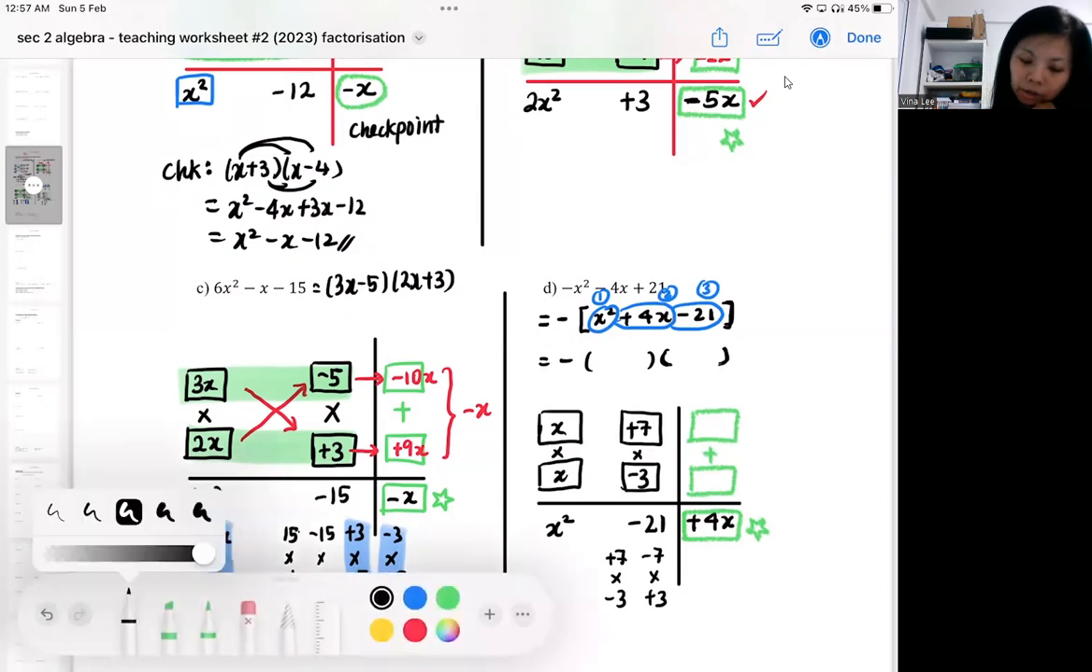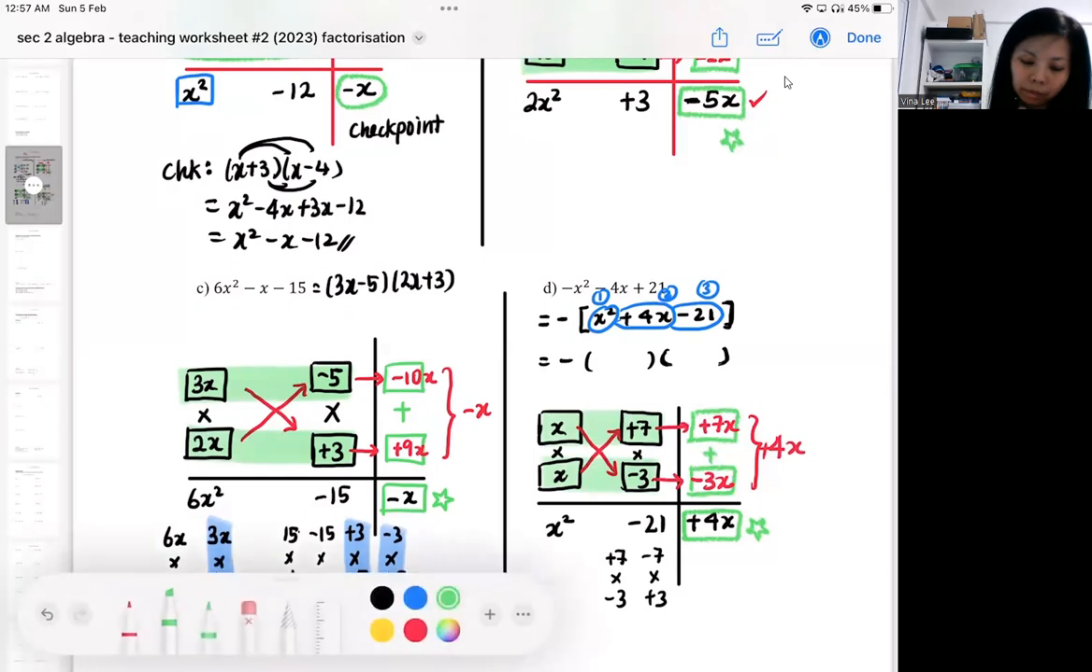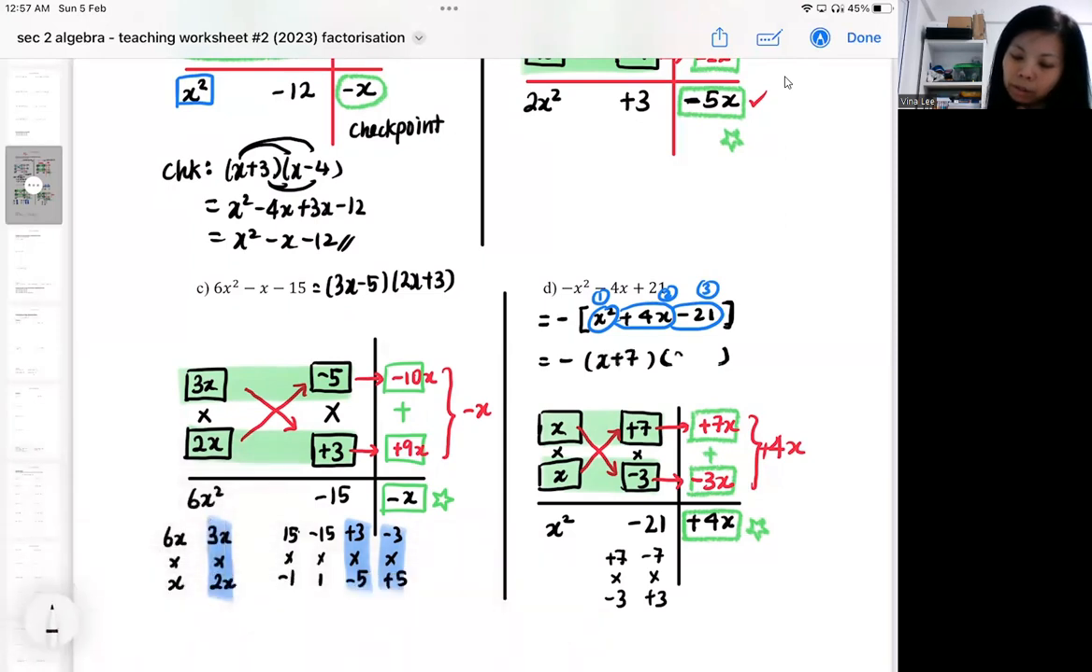Okay, because when I do the cross, I get the minus 3x. When I do the cross, I got positive 7x. And that's my positive 4x. So when it is correct, these two boxes will be your answer. So it's like two horizontal rows. So this will be x plus 7. This will be x minus 3. You can leave the answer like this.